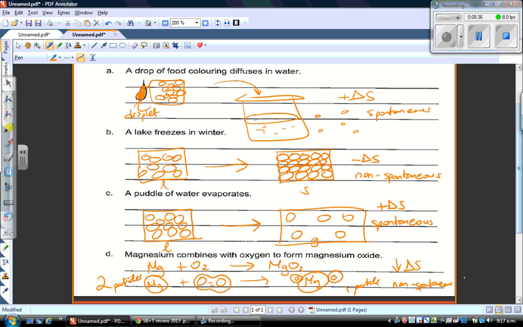And if you recall how this experiment was actually performed in our junior science, it takes a lot of heat from a Bunsen burner to get the magnesium to glow really brightly and form magnesium oxide. So it's actually a non-spontaneous reaction because you're going from 2 particles down to 1. So that's a decrease in disorder, and as a result, it's non-spontaneous.